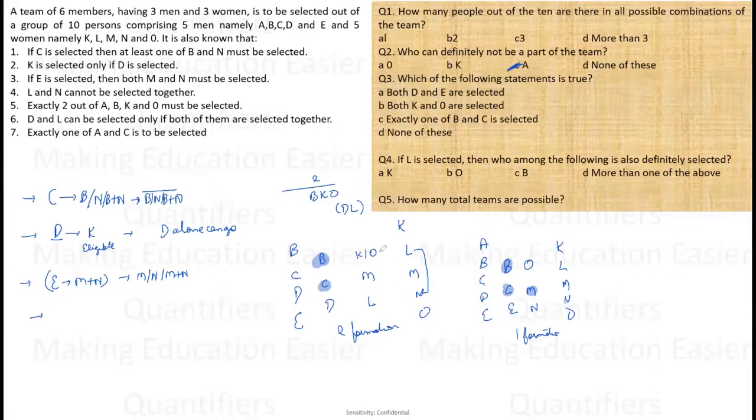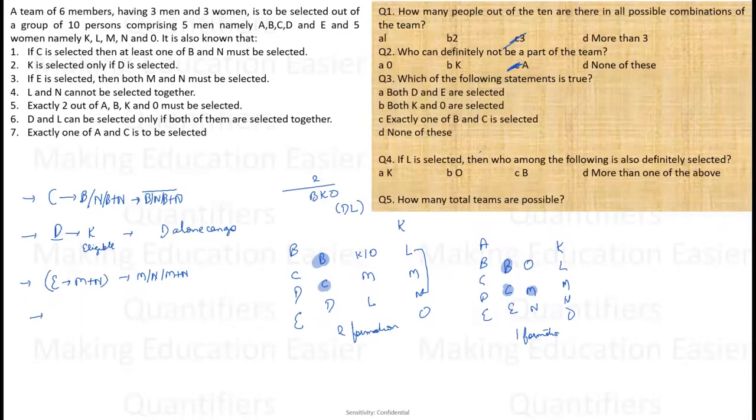I can leave O and make a team, right? I can leave K and make a team. I can leave N and make a team. I can leave L and make a team, right? So basically, three people are compulsorily there: B, C, and M. So how many people out of 10 are there in all possible combinations? Three people. Now, which of the following statements are true?